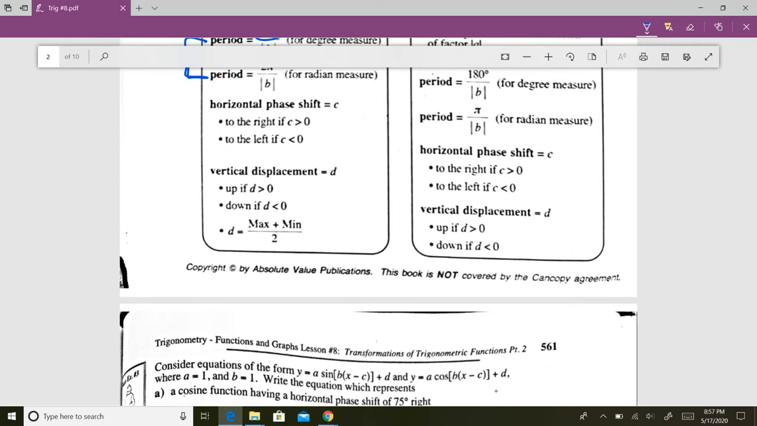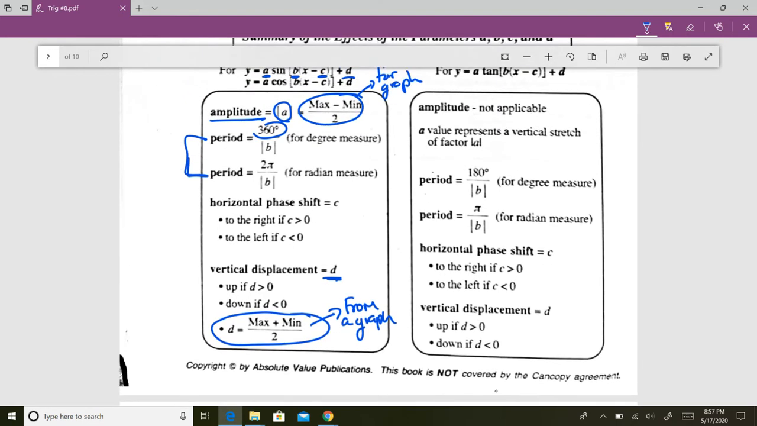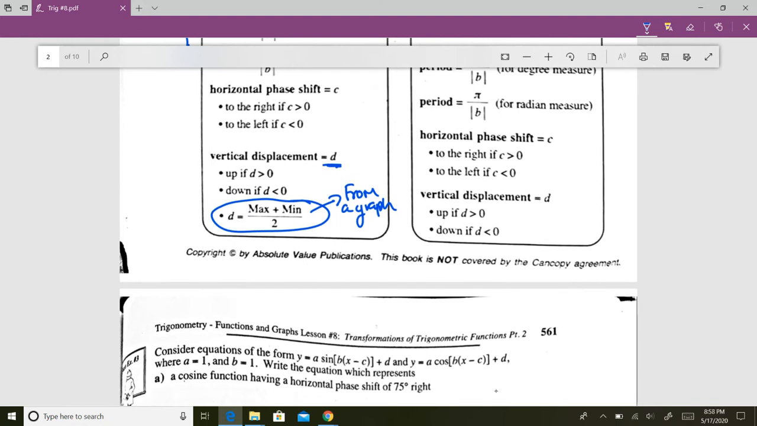The d value, the vertical displacement, is positive if you go up and negative if you go down. But here's the formula to calculate it from a graph. The only difference from the formula up here is that this one is minus for the amplitude, and this one is plus, max plus min divided by 2. That's for sine and cosine.